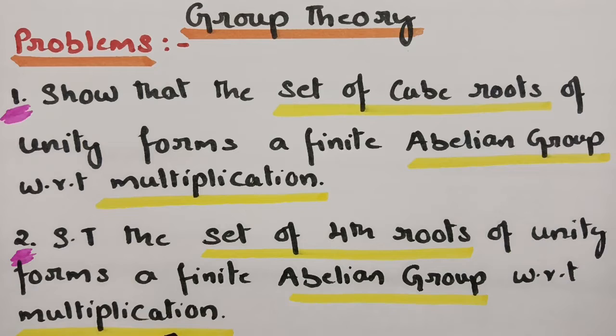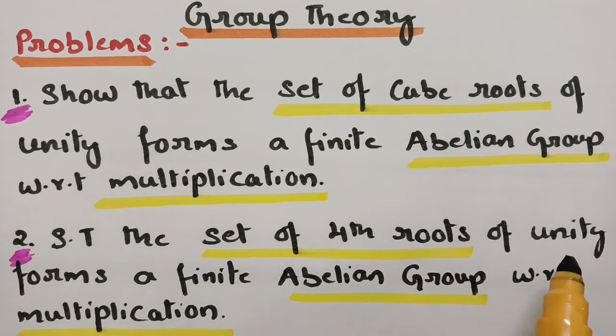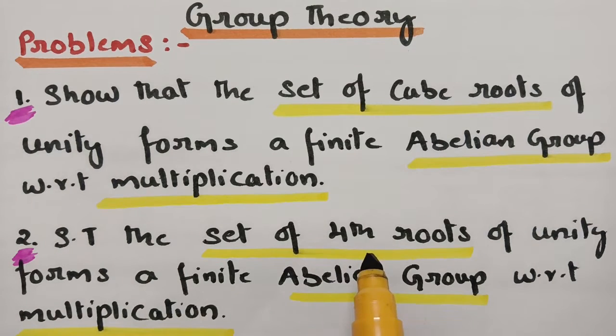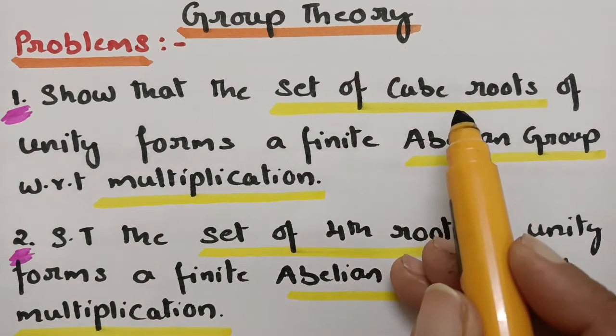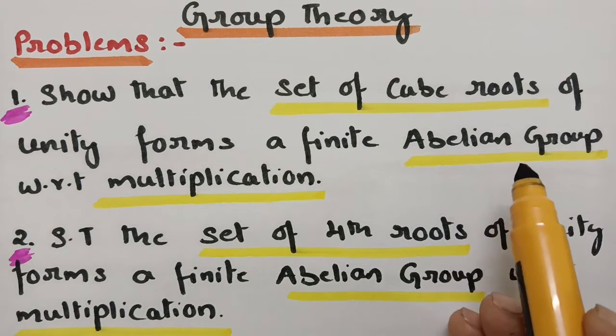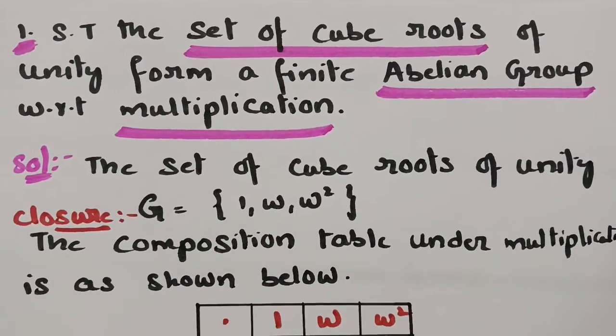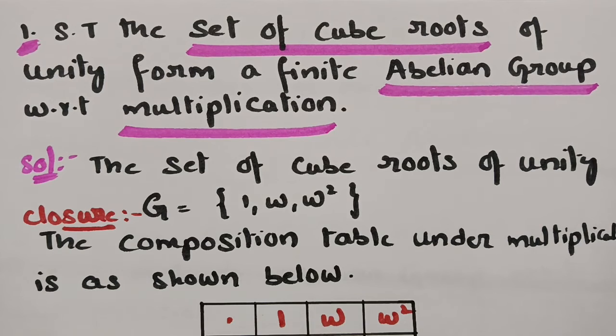And the second question here is: the set of fourth roots of unity forms a finite abelian group with respect to multiplication. Here the set is given as the fourth roots of unity, and in the first the set is given as the cube roots of unity, and we have to show these sets are abelian groups with respect to multiplication as a binary operator. So these two are so important and so simple, and let's get started to solve the first question, that is, show that the cube roots of unity form a finite abelian group with respect to multiplication.